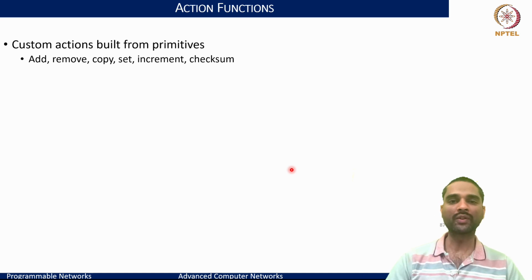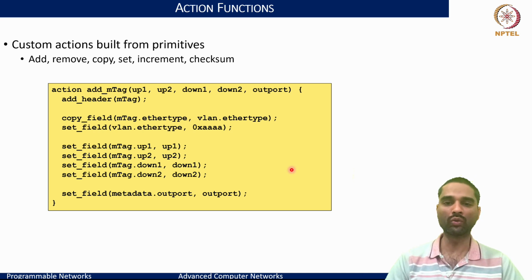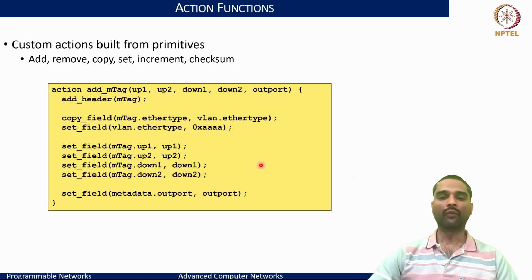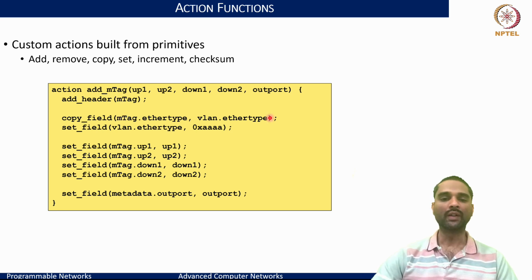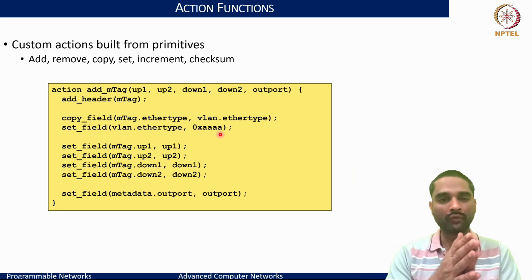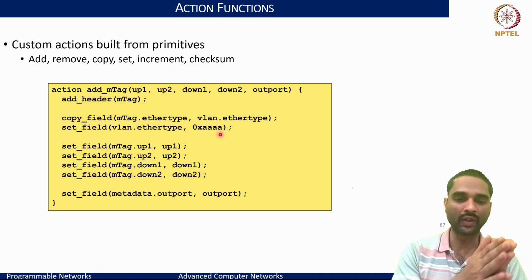And the custom actions that we would want to build are like add, remove, copy, set, increment, checksum. In this case, what we saw as add M tag takes 4 different fields: up 1, up 2, down 1, down 2. And then it would add the header M tag, copy the field of M tag ether type to the VLAN ether type, and set the field VLAN ether type to AAA, so that for the first time we are now basically populating all of these entries into the packet.